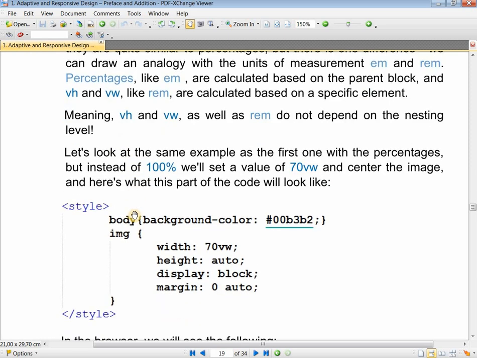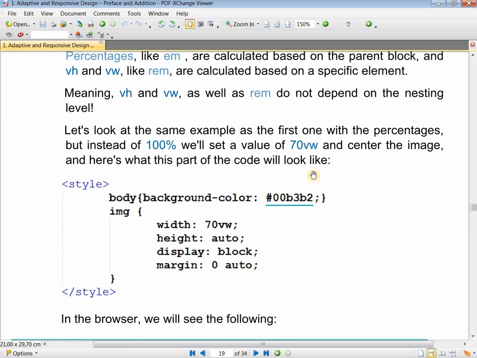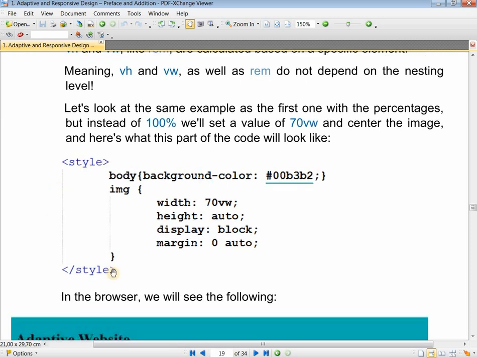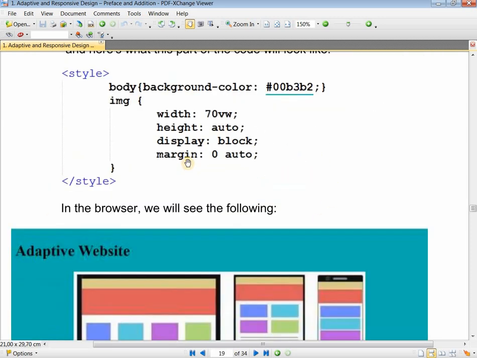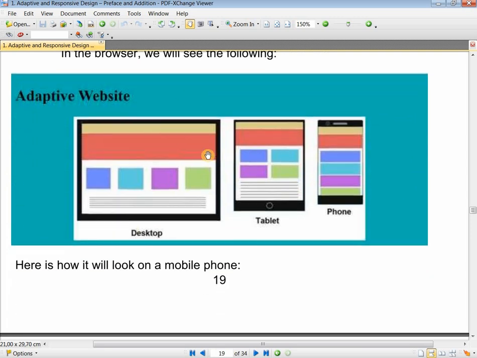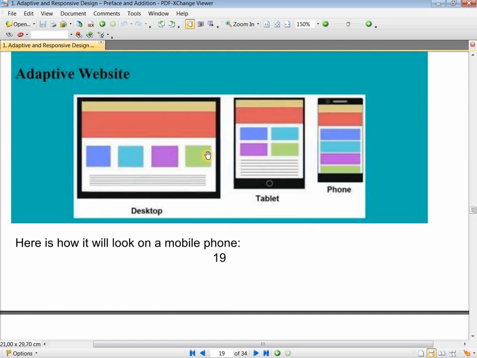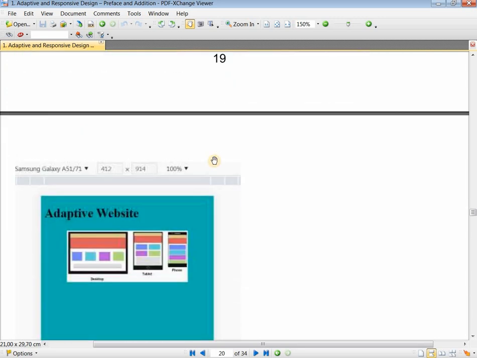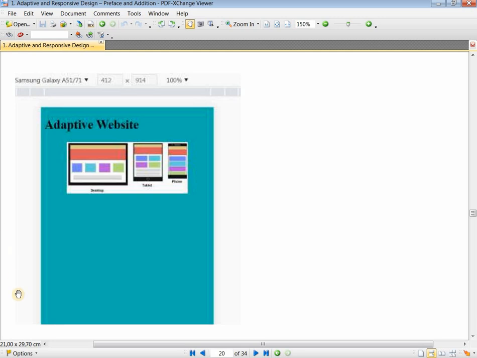Let's look at the same example we did with percentages, but instead of 100% we'll set the width to 70vw and center the image. Here's what this part of the code will look like, and here's what it will look like on the screen. And here's how it will look on a mobile phone.